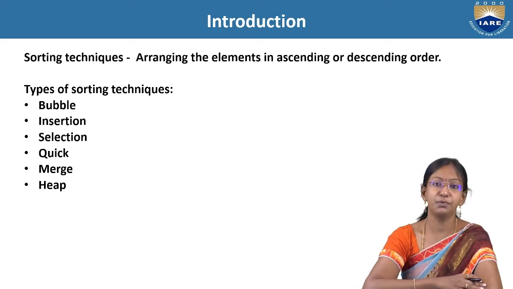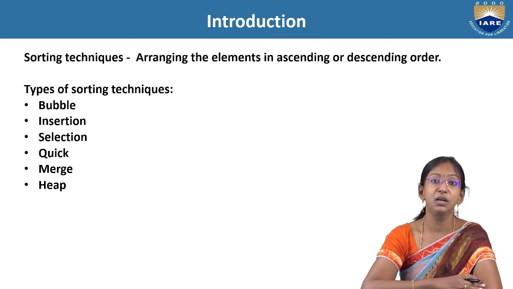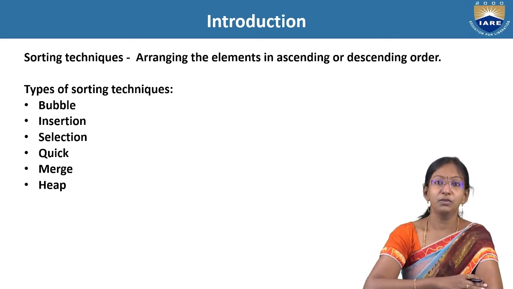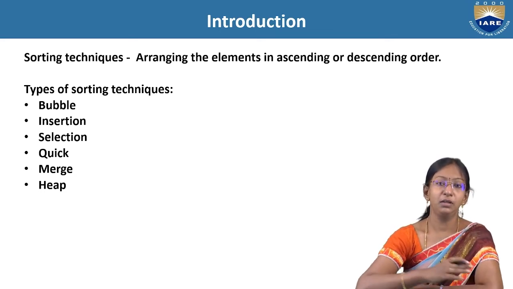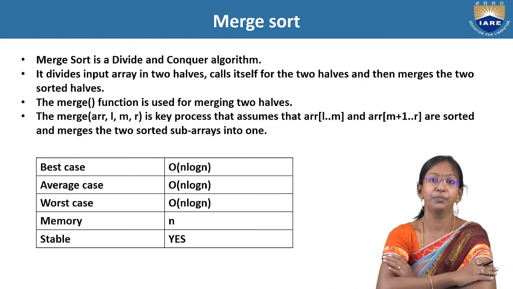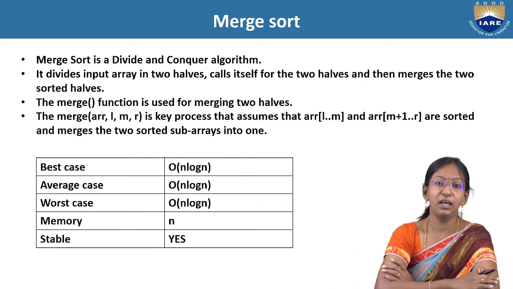There are various types of sorting techniques like bubble sort, insertion sort, selection sort, quick sort, merge sort, heap sort, and many more. These are the most prominent ones. Out of all these, today we are going to learn about merge sort. What is merge sort? It relies on the divide and conquer technique.